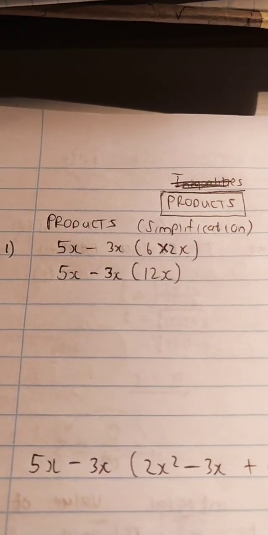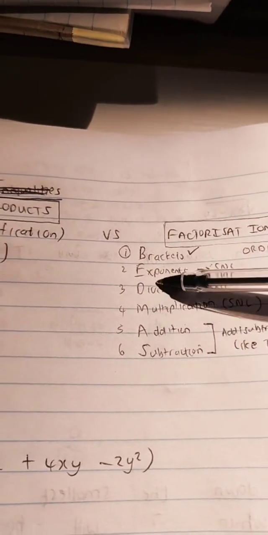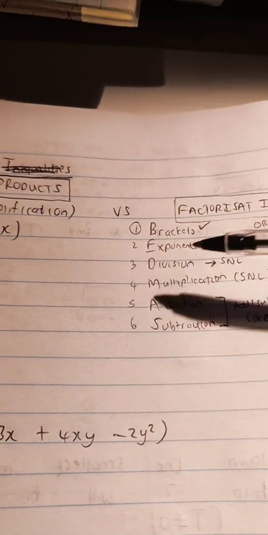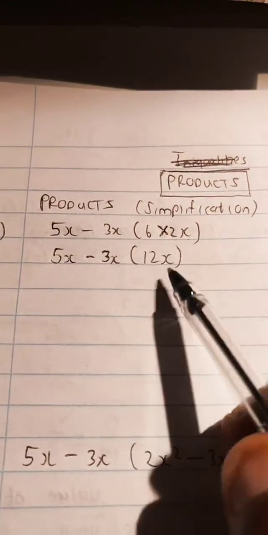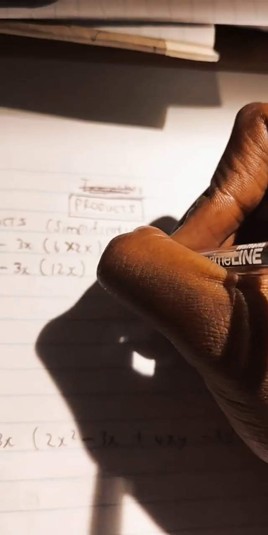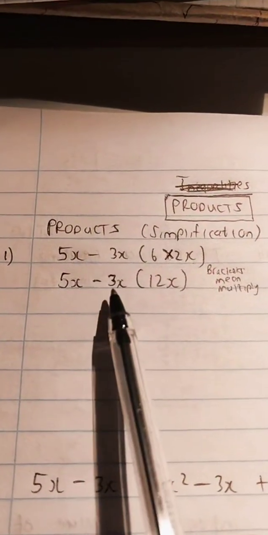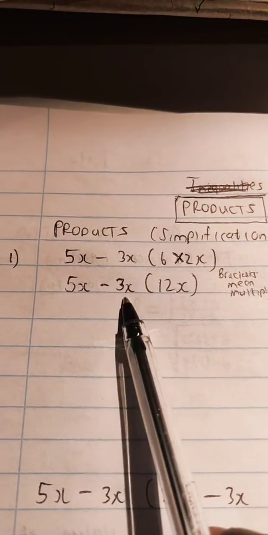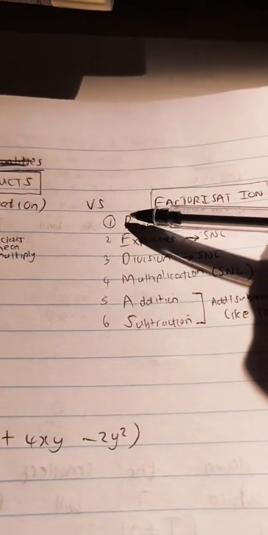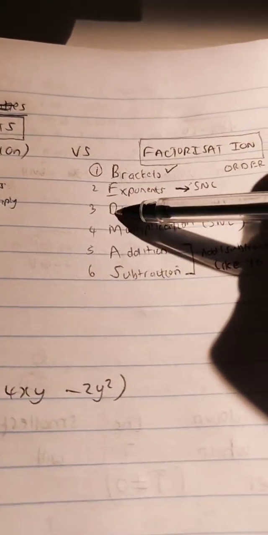Are we together? All right, let's move on. After brackets, exponents. Do we have an exponent? No. Division? No. Multiplication? Okay. Brackets mean multiply. Brackets also mean what? Multiply. So that means there's a relationship between the negative 3x and the 12x. Because remember, in our order, brackets first, exponents, division. We don't have exponents, we don't have division.